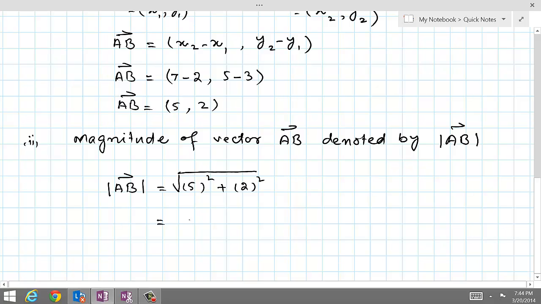That is again 25 plus 4, and this will become equal to the square root of 29. 29 is a prime number, therefore it cannot be simplified. So here we have AB vector and AB vector, and it is their magnitude. That's why we have bars around them.